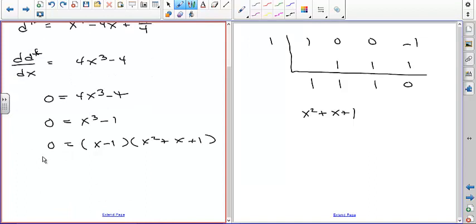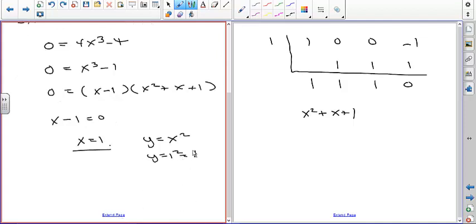So what that tells us is that the first derivative is 0 when this is either 0 or this is 0. Well, this is never 0. So you get one solution, which is x equals 1. And then you can plug that back into the constraint, y is equal to x squared. So y is equal to 1 squared, which is 1. So the answer is x equals 1, y equals 1.